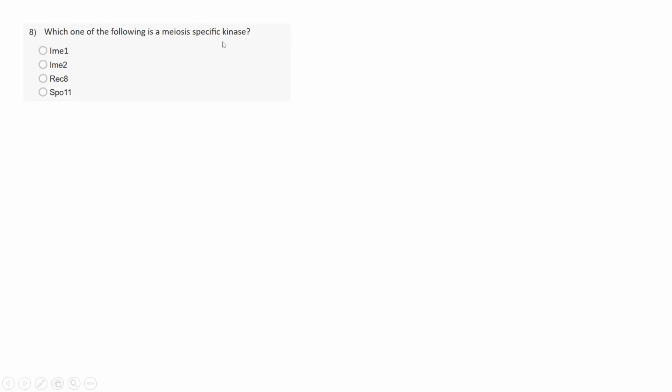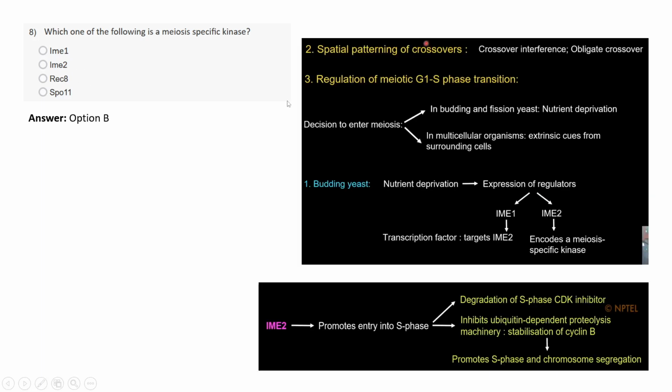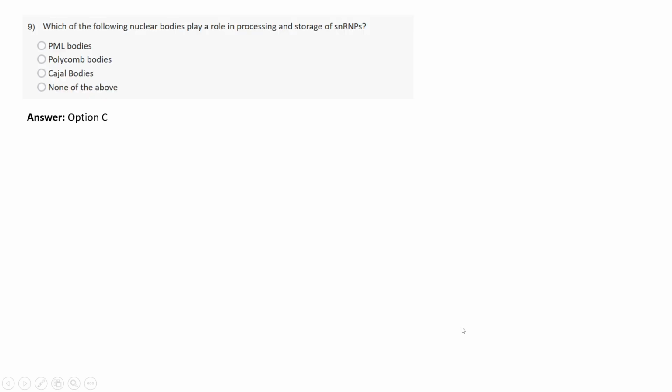So which of the following is a meiosis specific kinase? This is also discussed. Okay, IME2. IME2 is a meiosis specific kinase which helps in the promotion of the S phase.